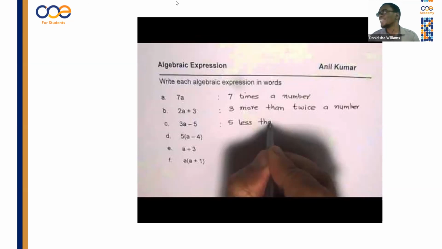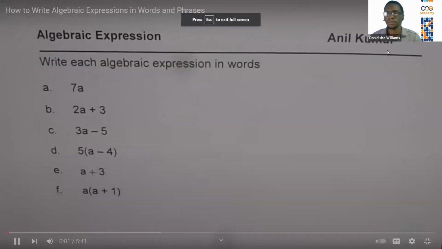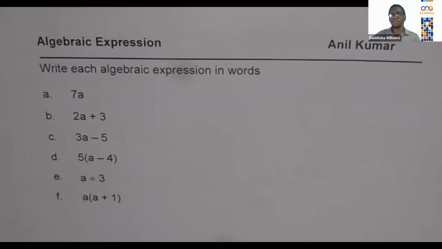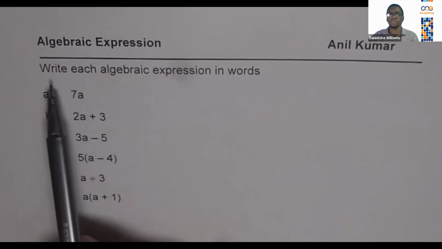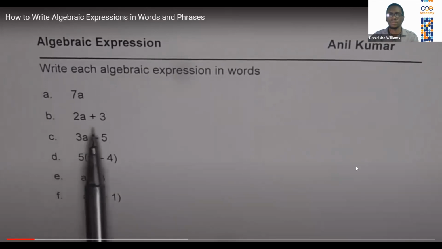So yes, moving right into the video. Anil Kumar: And now we will learn how to express algebraic expressions in words. We have a couple of questions here. I'd like you to pause the video, copy them, and then write them in words. So the question here is, write each algebraic expression in words: 7a, 2a plus 3, 3a minus 5, 5 times (a minus 4), a divided by 3, and a times (a plus 1).